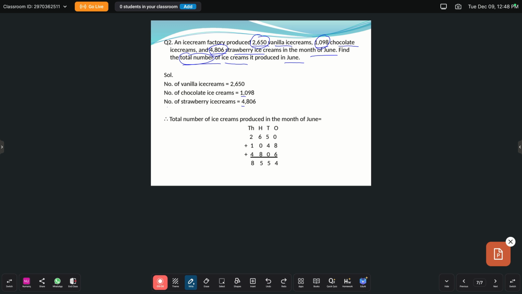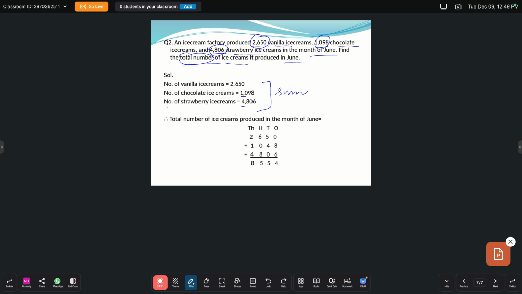Now what we have to do? We have to find the total number of ice creams. That means we have to find the sum. We have to find the total sum, total number of ice creams which factory produced in the month of June. So let us add them all. We will write it like this. Therefore, total number of ice creams produced in the month of June.